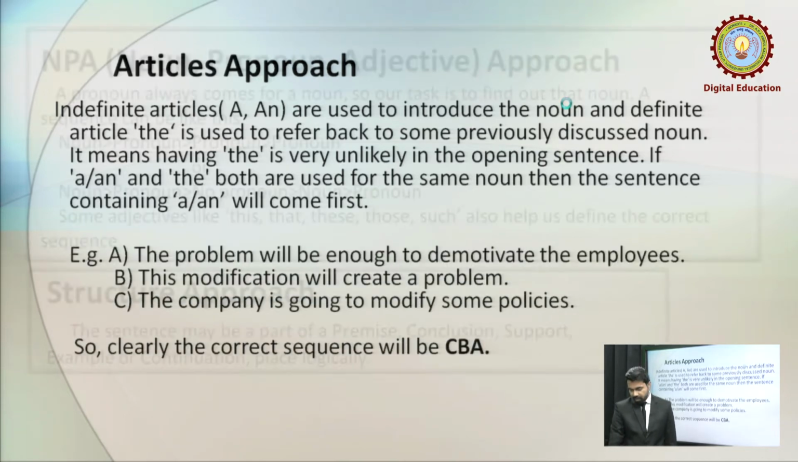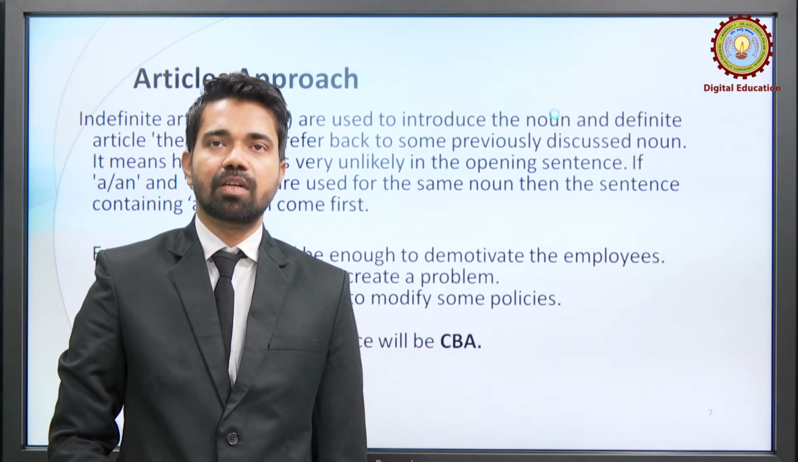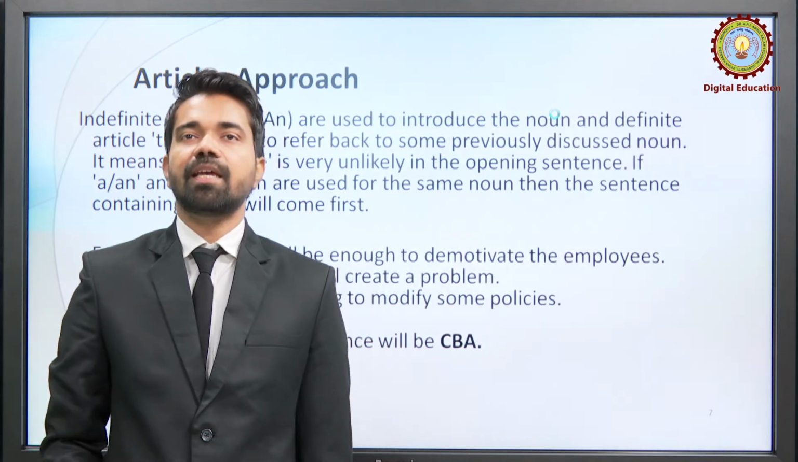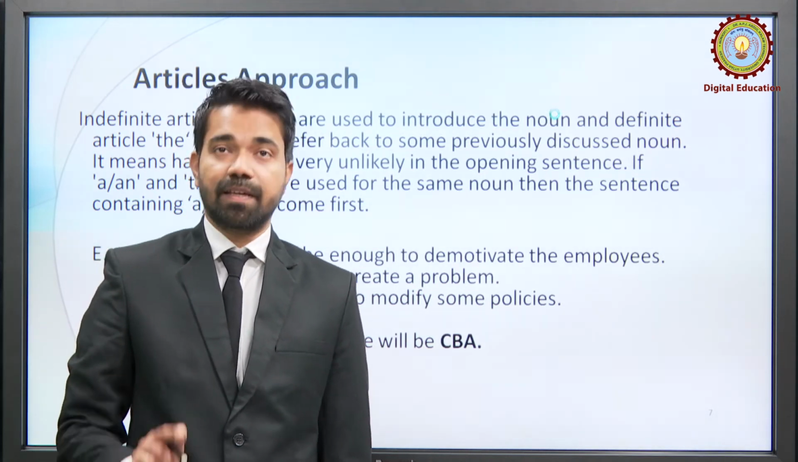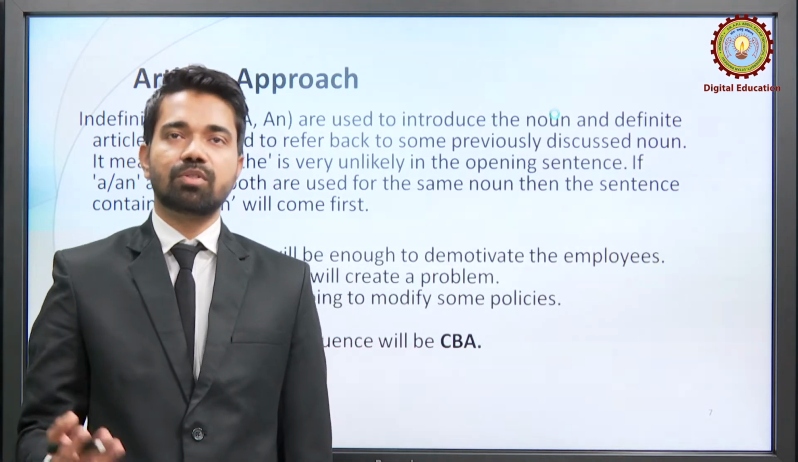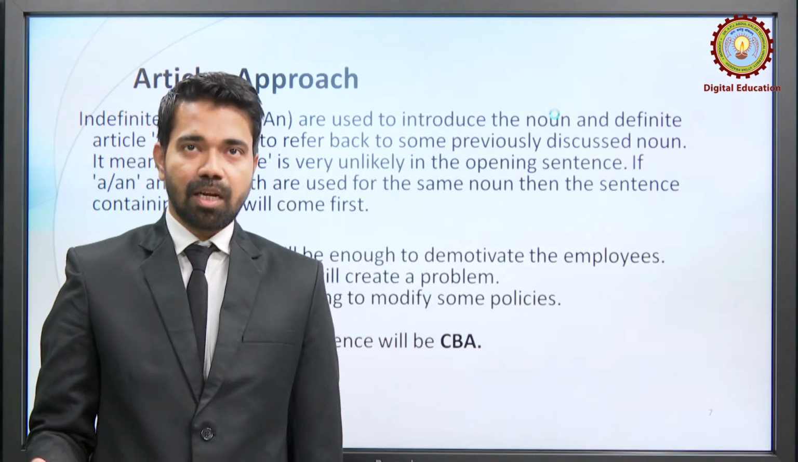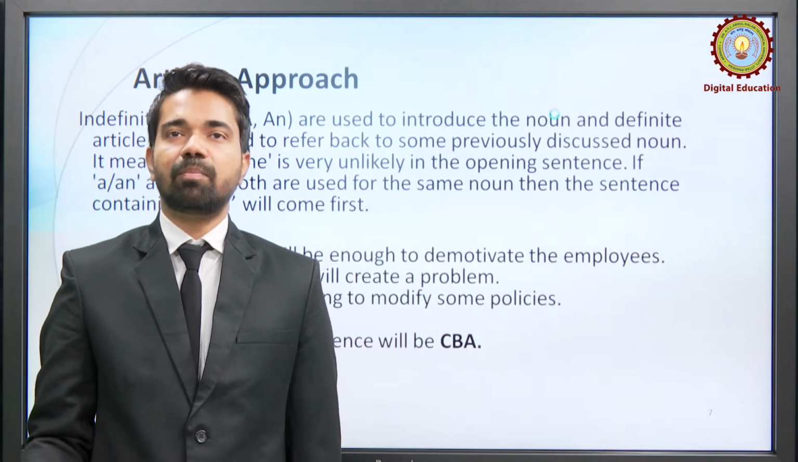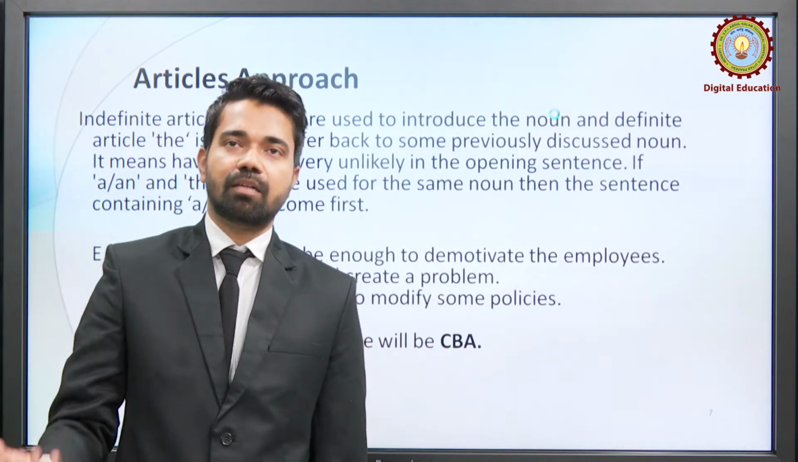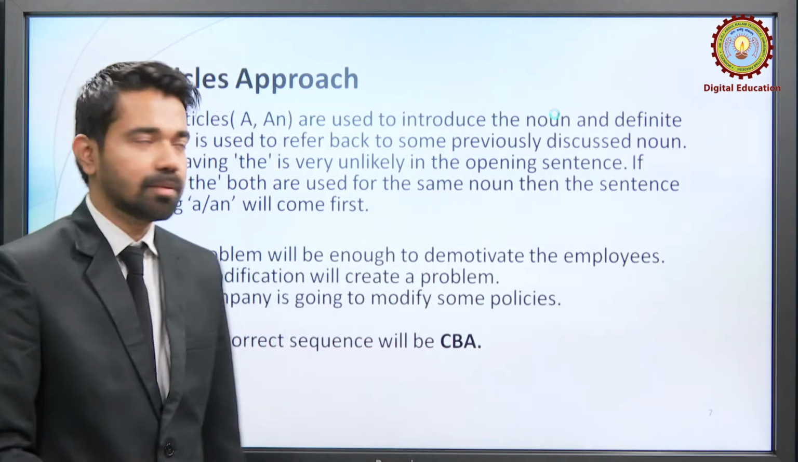As we all know, there are two types of articles. The first one is definite and the other one is indefinite. Indefinite articles are a, an, and the definite article is the. Whenever we have to introduce something, a new subject, we have to use article a or an, and wherever it becomes usable, and previously we have discussed that sentence or that noun, we have to use article the.